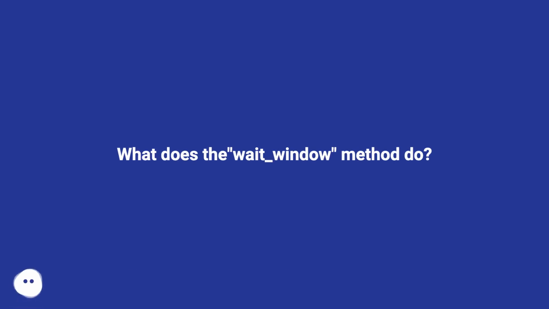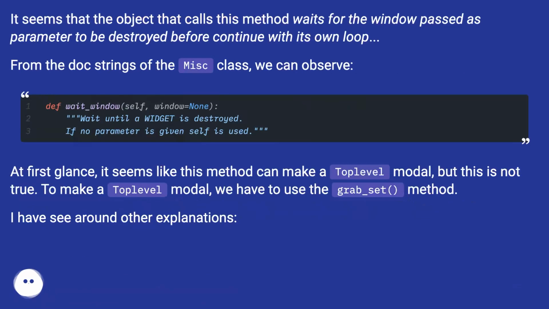What does the wait_window method do? It seems that the object that calls this method waits for the window passed as parameter to be destroyed before continuing with its own loop. From the docstrings of the Misc class, we can observe: at first glance, it seems like this method can make a top-level modal, but this is not true. To make a top-level modal, we have to use the grab_set method.